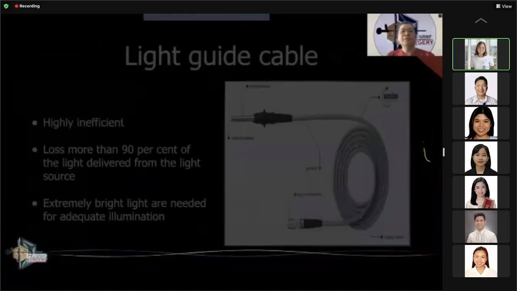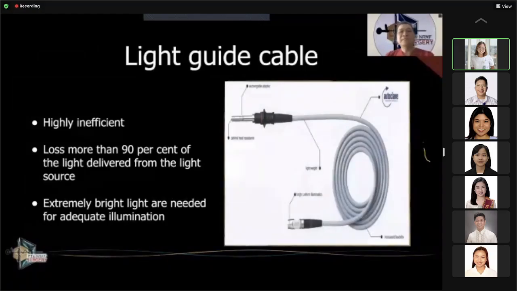No? So this is the cable. It's a long cable, 1.5 meters, and the efficiency of the light is actually lost around 90%. So imagine 90% of the light is lost as it travels to the optics. So you need a really very strong wattage of light.